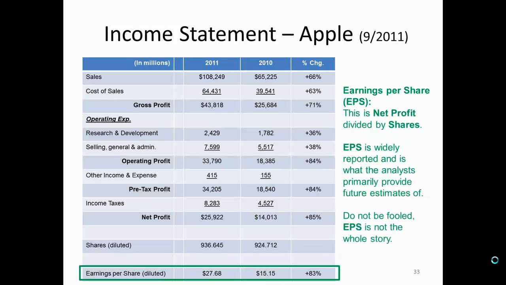Great, good answer. You get a gold star. And now our last line, even though it's not our bottom line, we have earnings per share. This is our net profit divided by our diluted shares. Lots of news and analysts focus on two things, sales and EPS, but trust me, although they are important, they do not tell the whole story, and we will learn later where the rest of the bodies are buried.